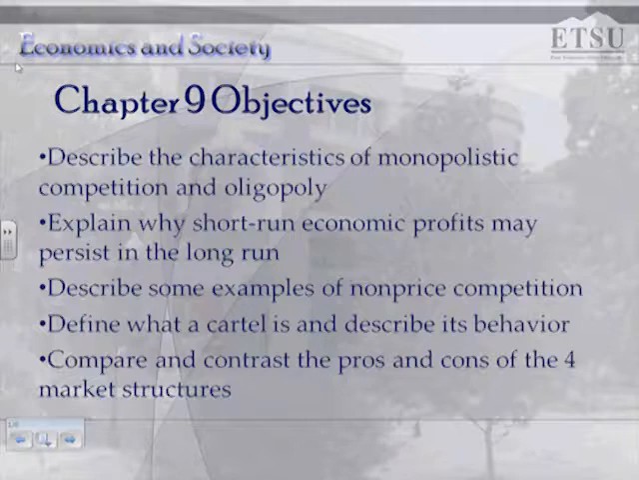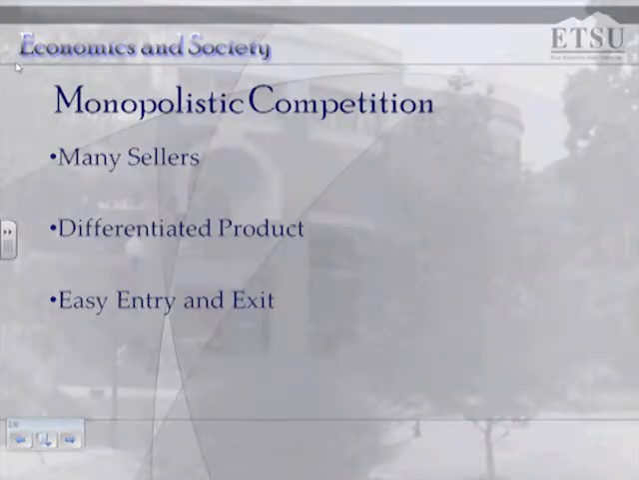And we'll mention some examples of what we call non-price competition. We'll talk about what a cartel is, and talk about maybe the pros and cons, or the outcomes in the four different market structures.